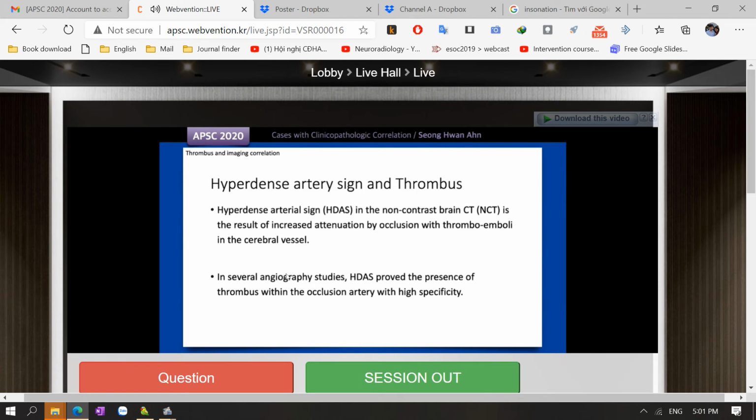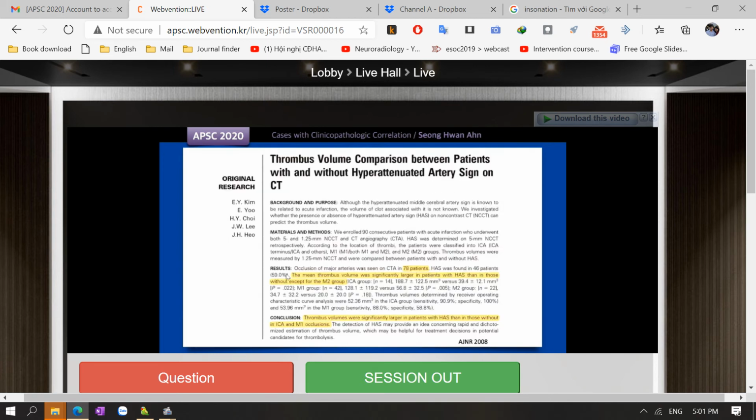In non-contrast CT, the hyperdense arterial sign is the result of increased density, as seen in several angiographic studies. Dr. Kim and Korean colleagues proved that the hyperdense arterial sign is associated with a larger volume of thrombi.